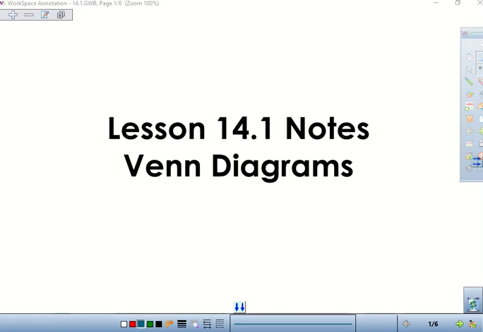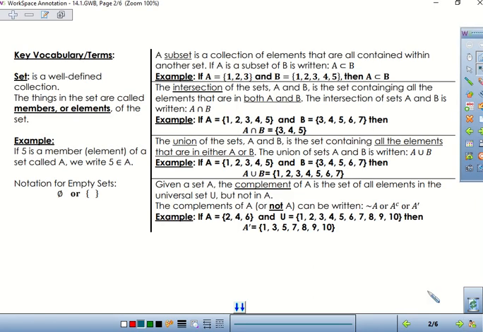All right, so today we're going to talk specifically about Venn diagrams. There is some vocabulary that comes along with this topic. A set is a well-defined collection of things that are members or elements of the set. A subset is a collection of the elements that are all contained within another set.